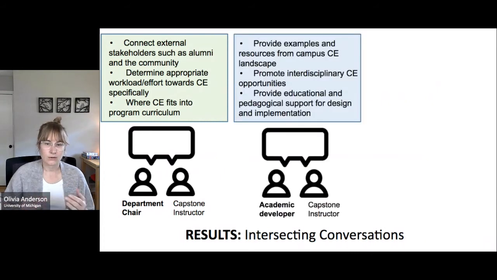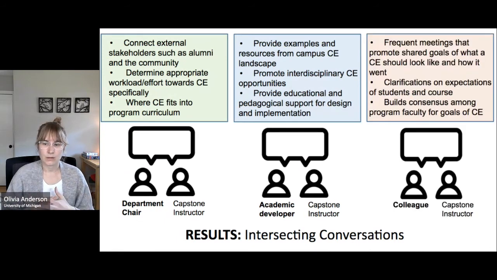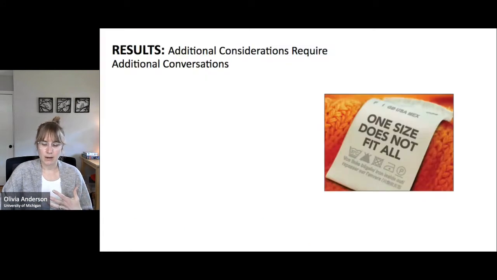If a capstone instructor is having a conversation with an academic developer, perhaps they're talking about assessment or evaluation methods to determine whether that capstone is indeed a high impact practice. And maybe that capstone instructor is talking to different colleagues. Maybe they're talking about how the capstone itself fits into the flow of the rest of the curriculum. And other things that frequently came up.